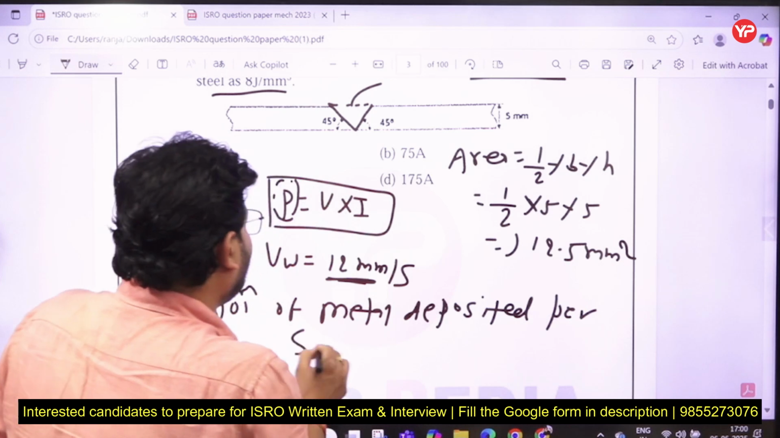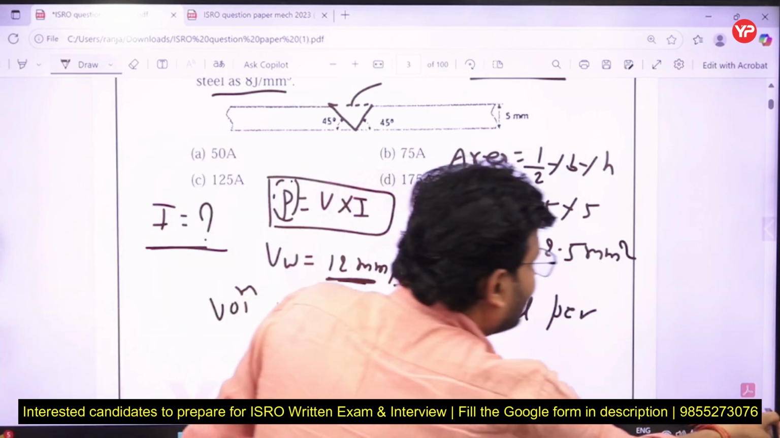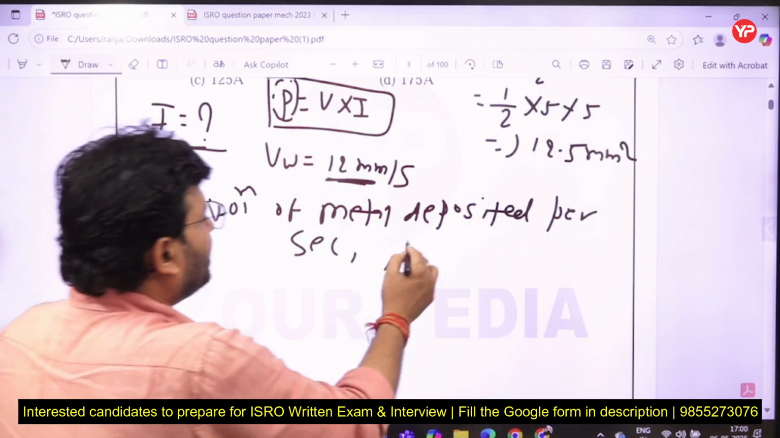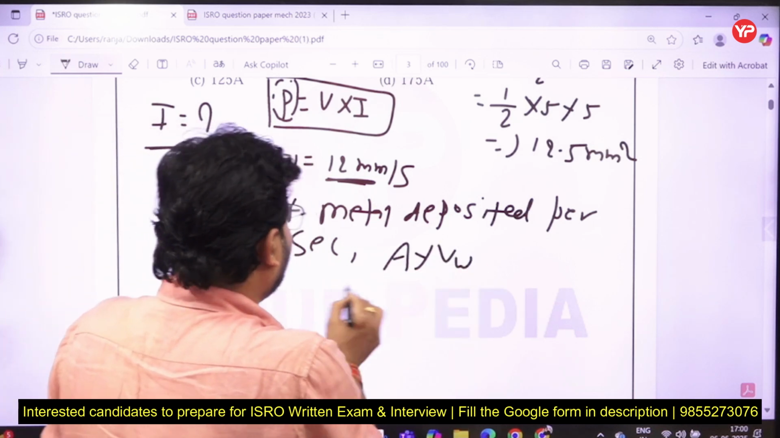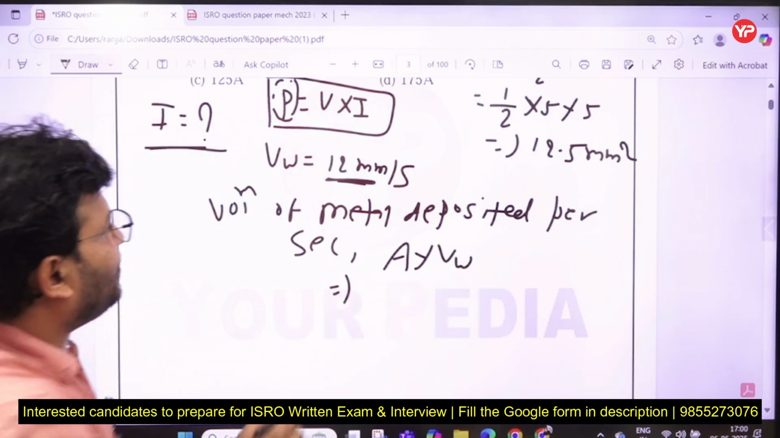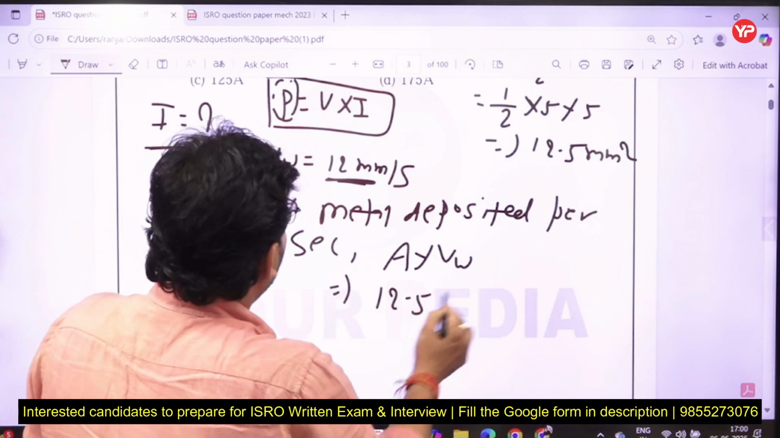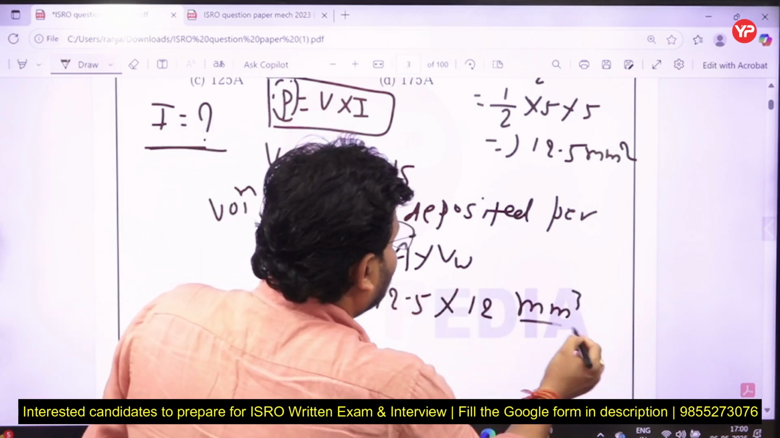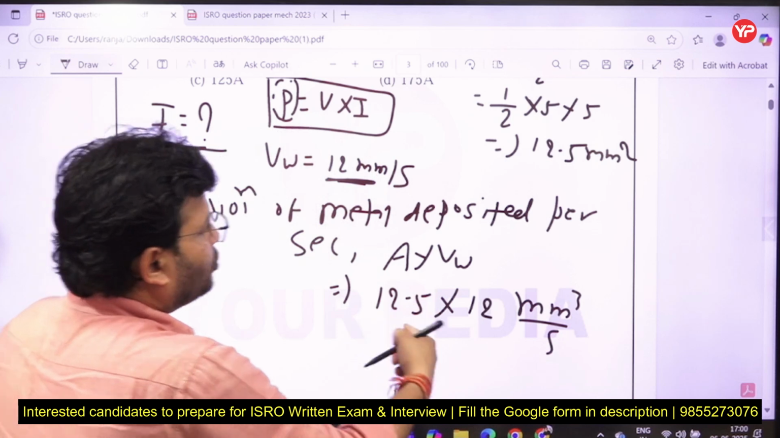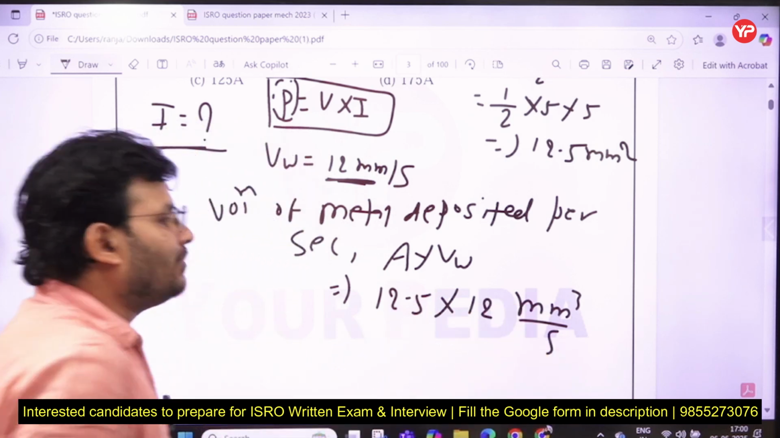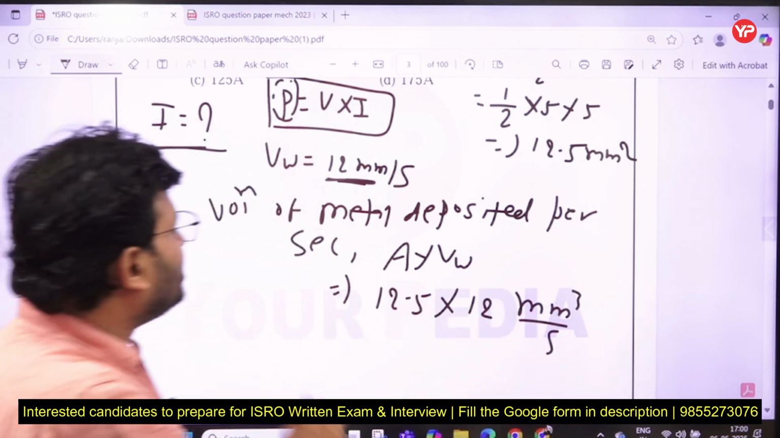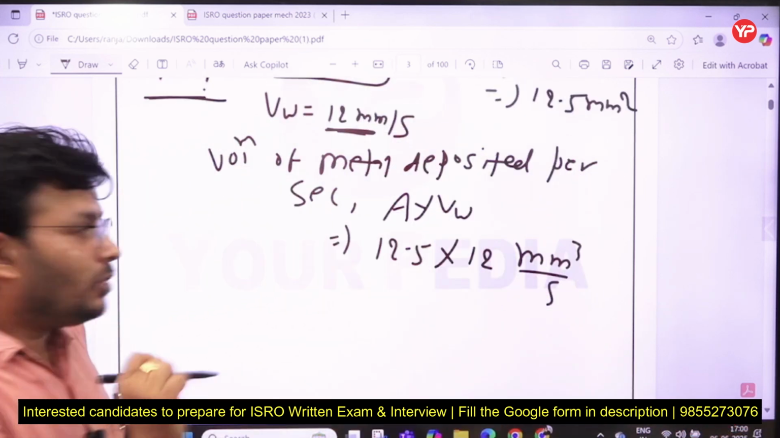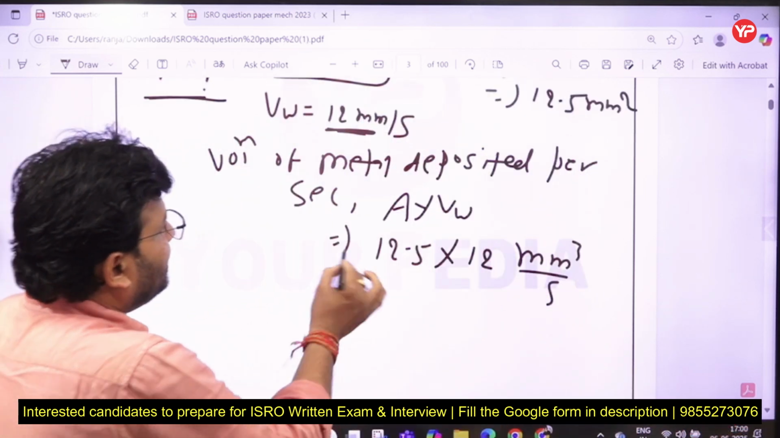We can say area into velocity, like a discharge. So area into weld velocity. It comes out to be 12.5 into 12, in mm cube per second, right? This is mm square, and this is mm per second, so it comes out to be mm cube per second. So this is the volume flow rate. I get the volume flow rate. Now see, my dear friends, that is the volume.